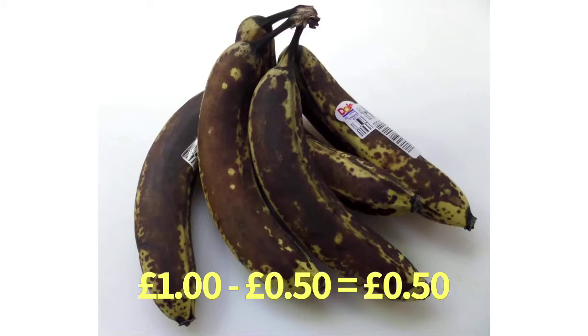So let's work out my loss. We'll input the numbers into our equation. So the cost price of the bananas was £1, and then we take away our selling price, which was 50 pence, and that leaves us with 50 pence. So I have made a loss of 50 pence.